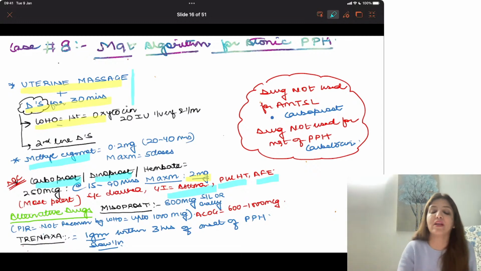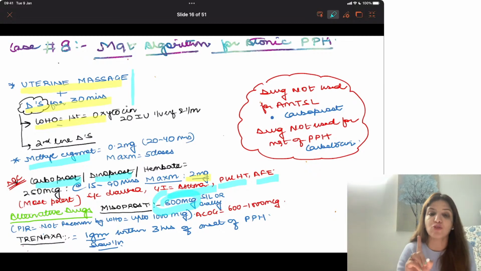The recent guidelines say you can give 600 to 800 micrograms. Right? Now, per rectally is not recommended by WHO. Per rectally is recommended by ACOG. And if you are giving it by per rectal route, you can give up till 1000 micrograms. ACOG says that the dose of misoprostol for treating PPH is between 600 to 1000 micrograms. If you have to mark one answer for the dose of misoprostol recommended by WHO for treating PPH, undoubtedly you are going to mark 800 micrograms as the answer. Right? Now, along with that, WHO says you can give tranexamic acid.